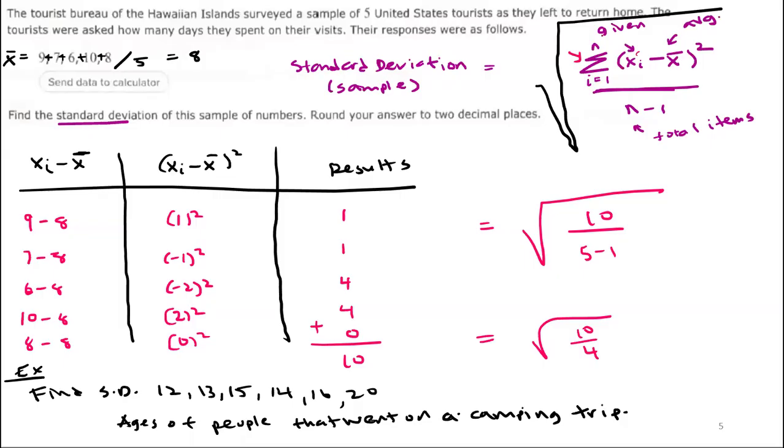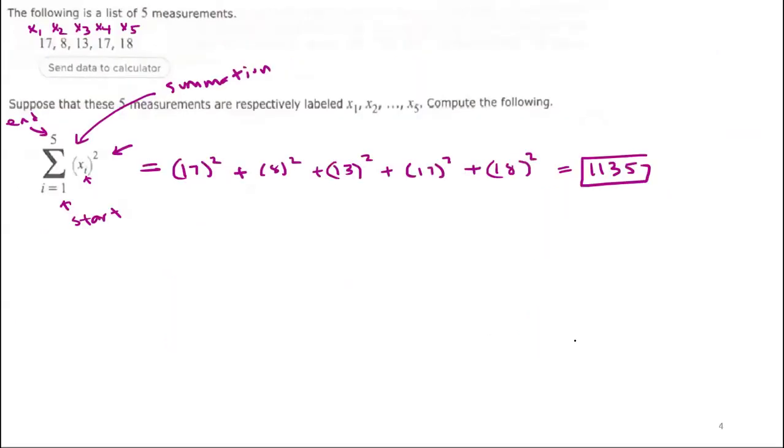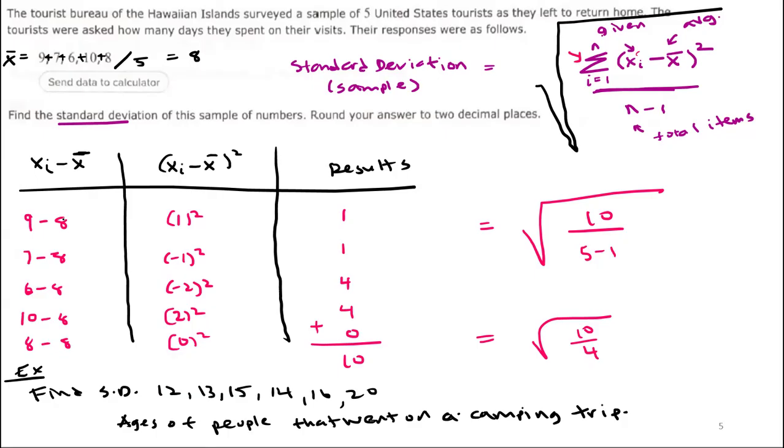When we put this in the calculator, you want to do the inside first. 10 divided by 4 gives a decimal answer, and then you take the square root of that. It says to round to 2 decimal places, so make sure you pay attention to that on the test. That gives us 1.58. This is our standard deviation.